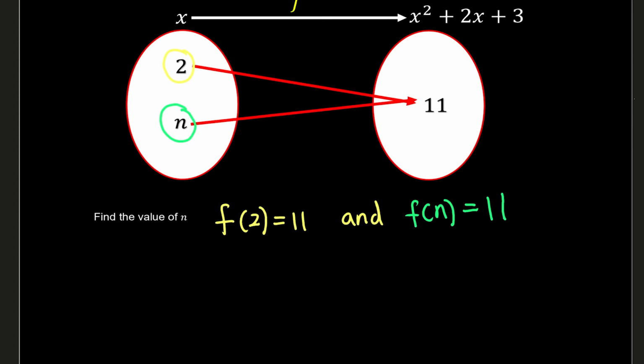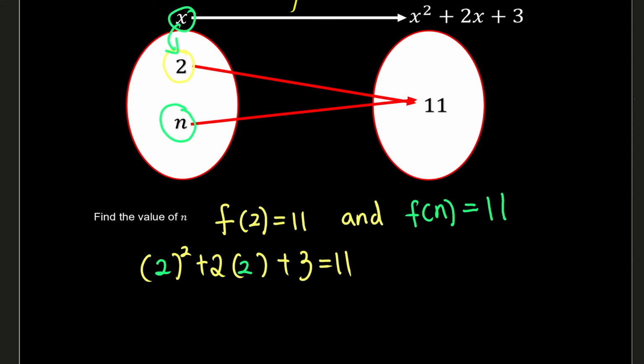So f(2) means something squared plus 2 of something plus 3 must equal 11. So what is the something? We know it's 2. So 2 is going to be our something. It's no longer unknown because x is now chosen to be 2. So if we do this, we have 4 plus 4 plus 3 equals 11. 11 equals 11, which is true. So we know it's right.